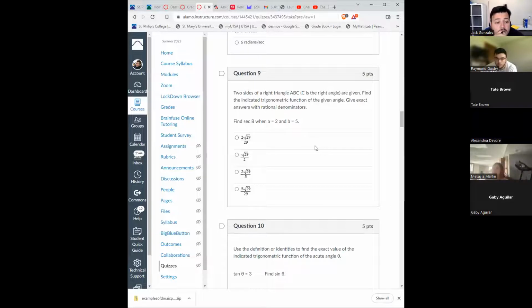Number 9 says, two sides are given of a right triangle. Find the indicated trig function of the given angle. Give exact answers with rational denominators. So basically, they want us to build a triangle and find secant. It's a right triangle. All right.